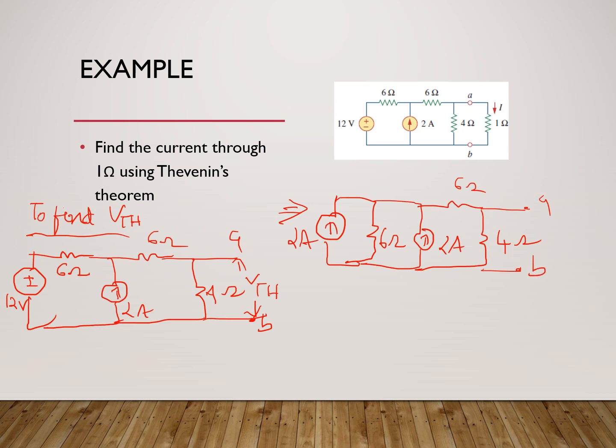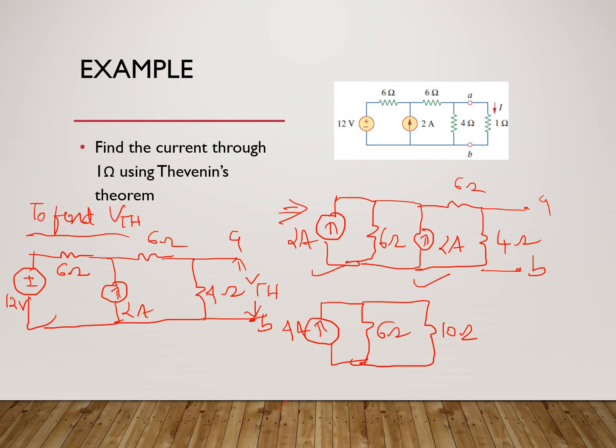Now, since these two current sources are in parallel, they can be added together. Current sources which are in parallel can be added, as we know. So 2 plus 2 gives a 4 ampere, and the 4 ampere current source is in parallel to the 6 and this total 10 ohm resistance. So I'll again redraw the circuit like this. This will be 4 ampere, 6 ohm, and the total of 10 ohm resistance.